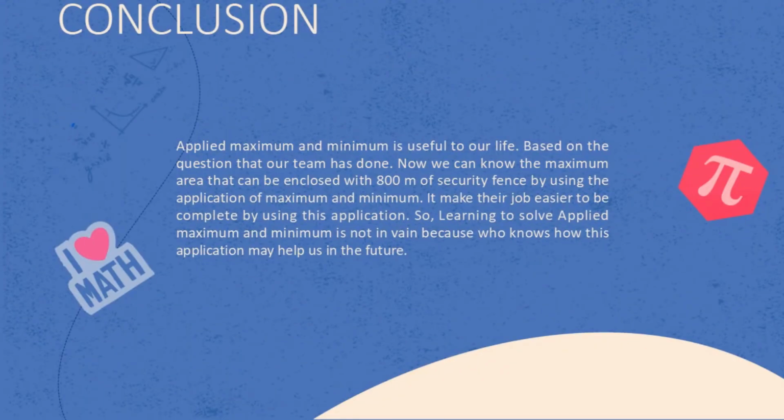For the conclusion, applied maximum and minimum is useful in our lives. Based on the question that our team has done, now we know the maximum area that can be enclosed with 800 meters of security fence by using the application of maximum and minimum. It made the job easier to complete by using this application. So, learning to apply maximum and minimum is not in vain, because who knows how this application may help us in the future.